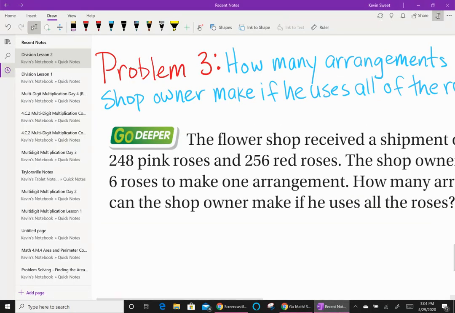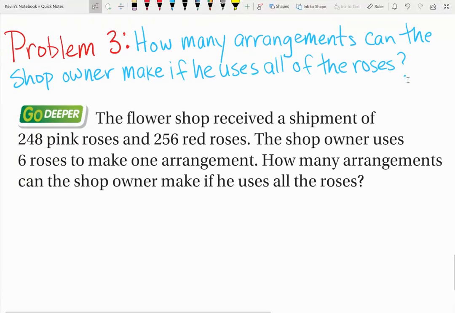And welcome back, 4th grade. This is our last problem of lesson 2. Problem number 3. How many arrangements can the shop owner make if he uses all the roses? The flower shop received a shipment of 248 pink roses and 256 red roses. The shop owner uses 6 roses to make one arrangement. How many arrangements can the shop owner make if he uses all of the roses?